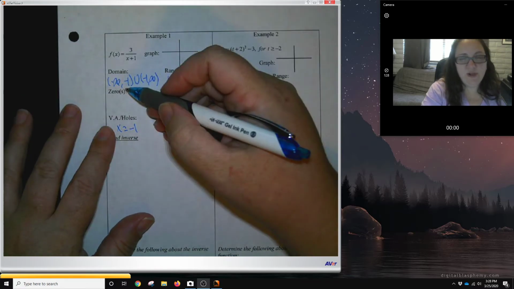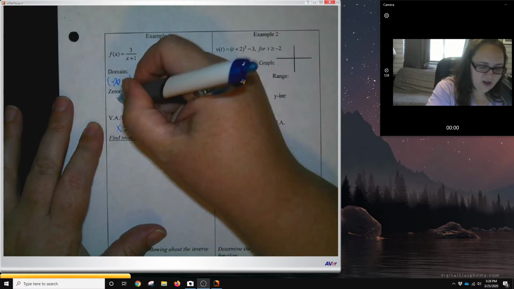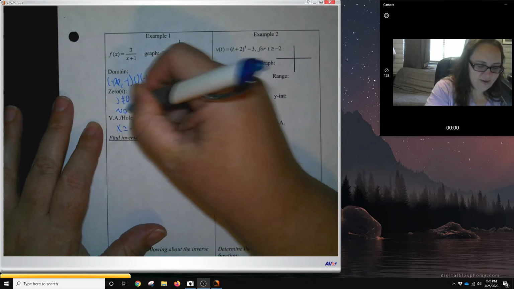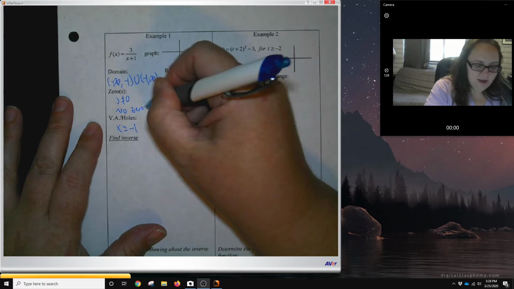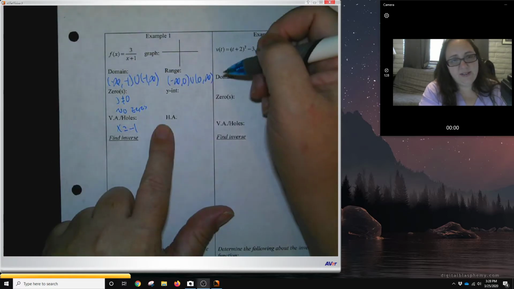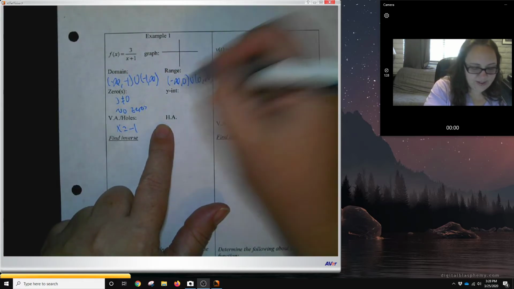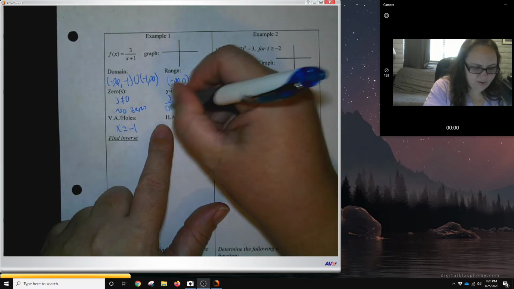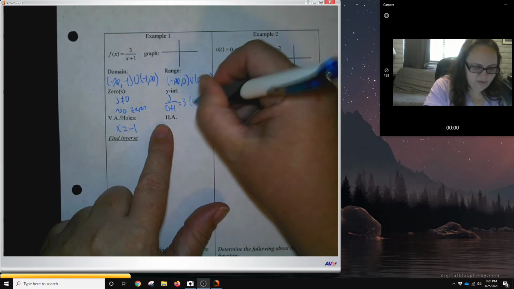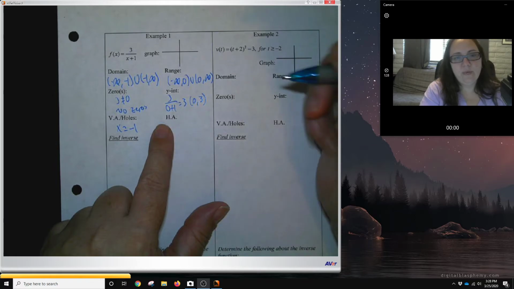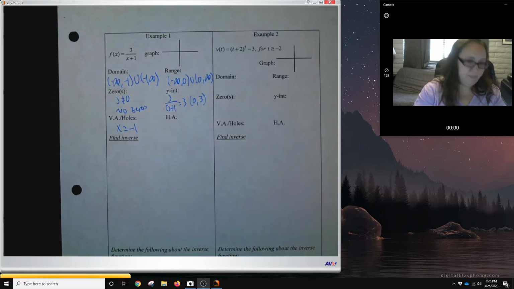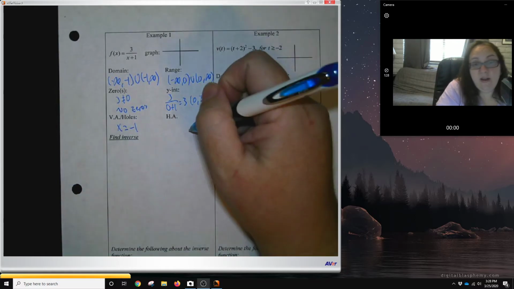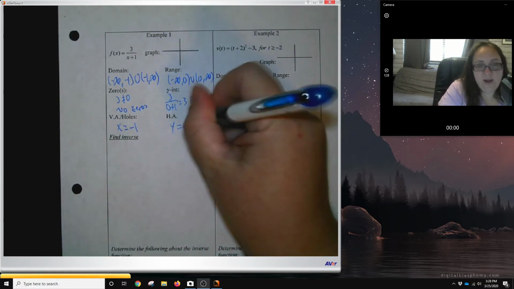Its zeros: remember, you set the numerator equal to 0 and solve. 3 doesn't equal 0, so it has no zeros. And for its y-intercept, we set x equal to 0, so 3 over 0 plus 1. That's going to be 3. The horizontal asymptote: is it bigger on the top, on the bottom, or are they the same? This one is bigger on the bottom, so my horizontal asymptote is y equals 0.